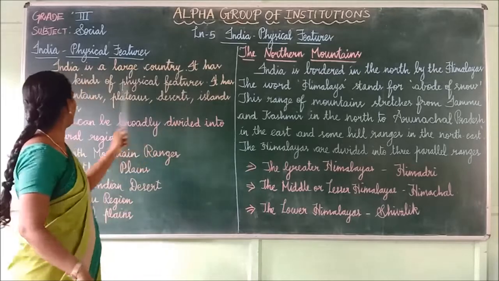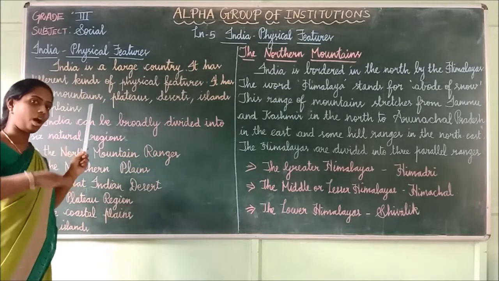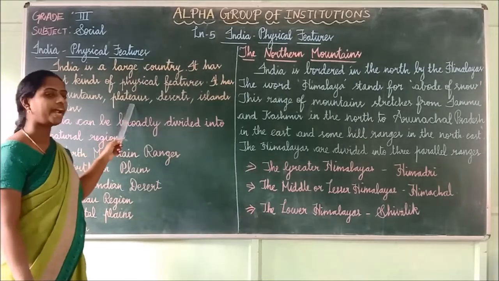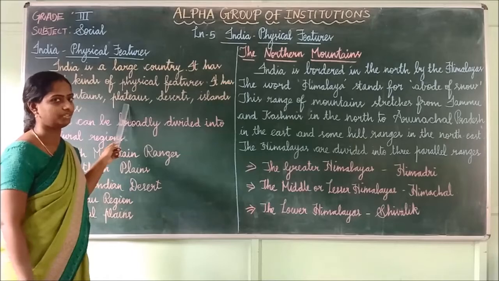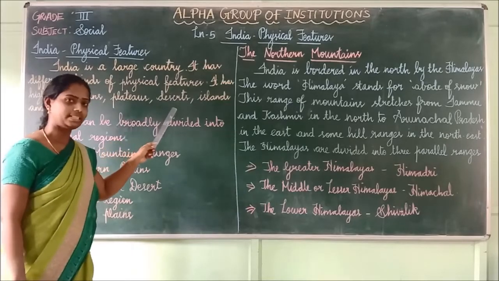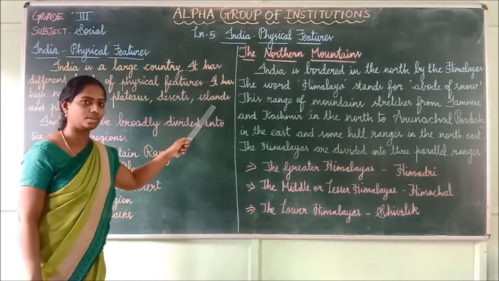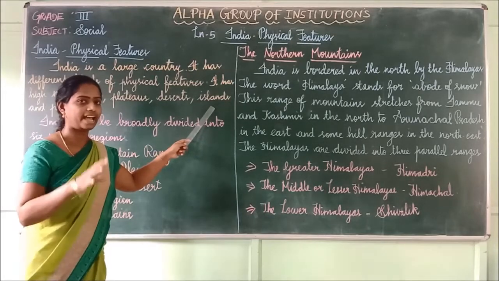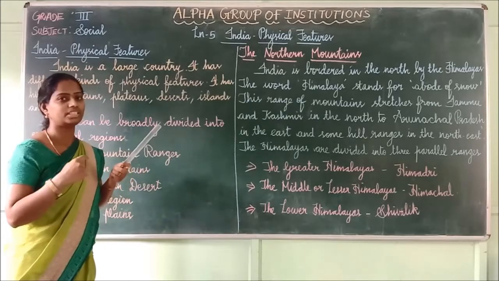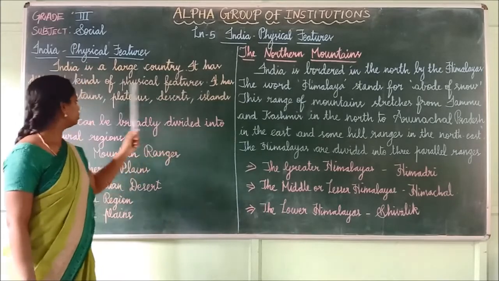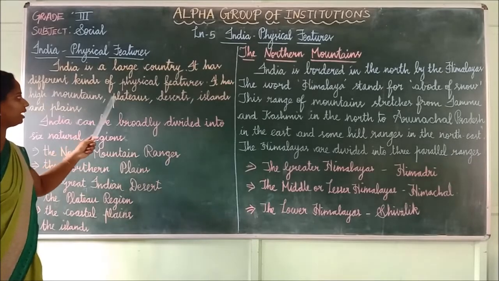It has high mountains, plateaus, which means highlands, very big lands, and deserts. You all know about the deserts, right? And islands. What is an island? A land completely surrounded by seas is an island. And then also plains, which are flat land.